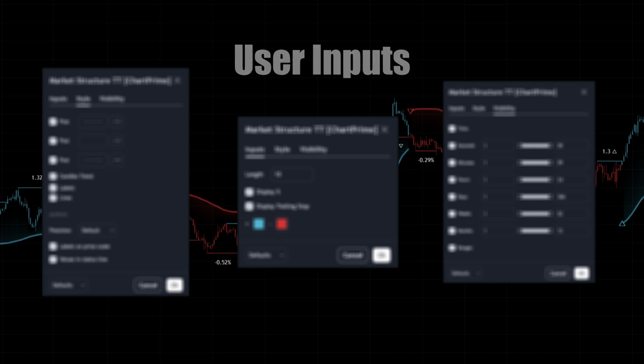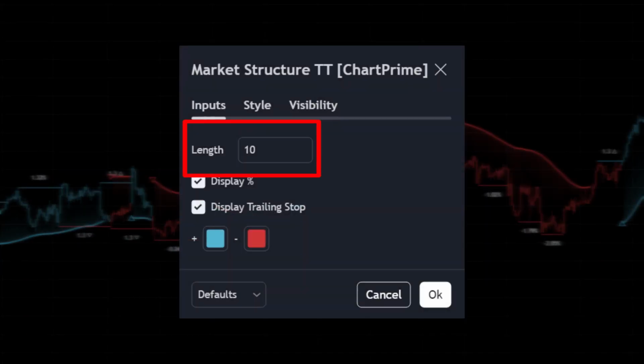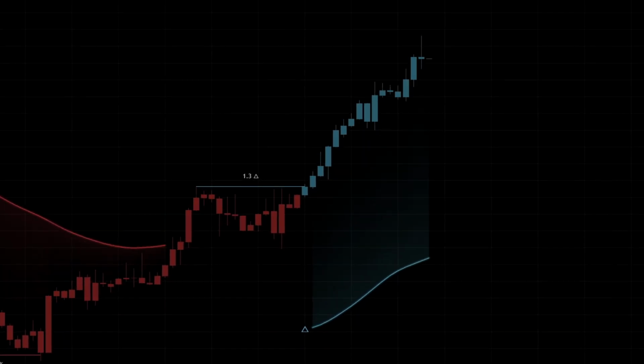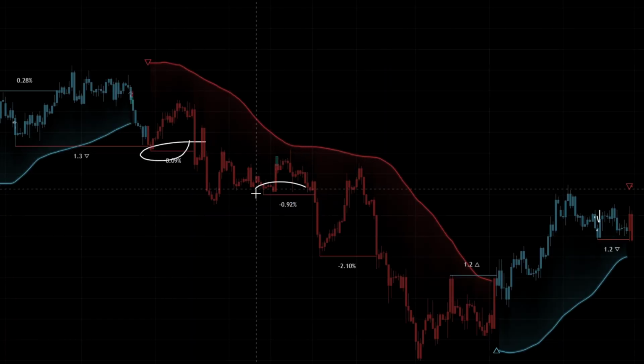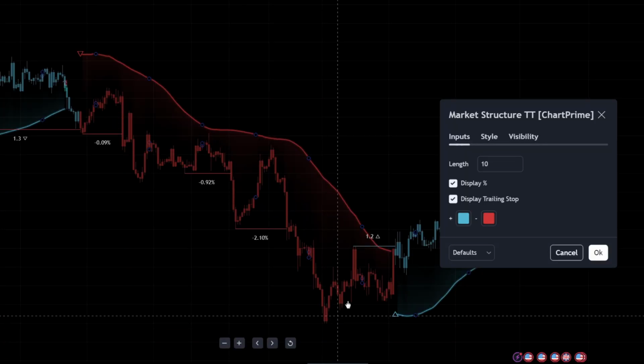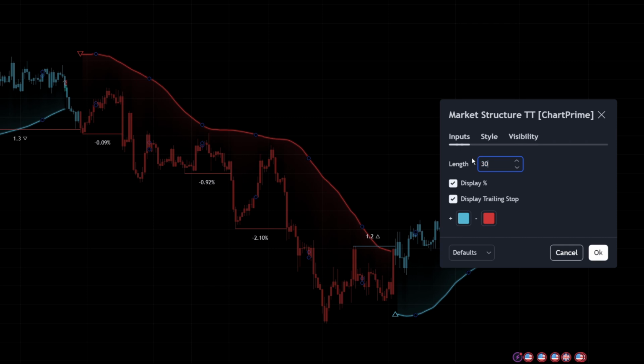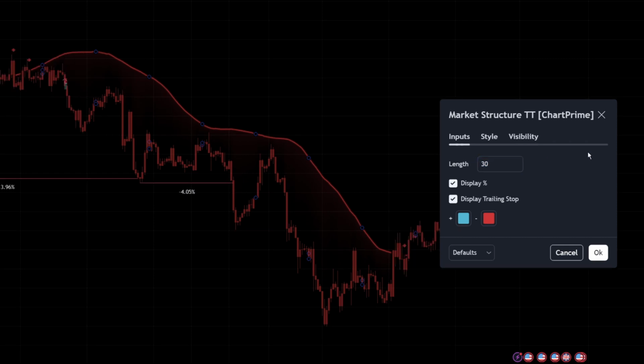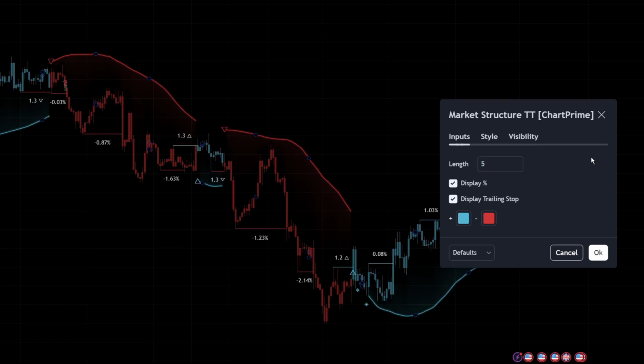Length defines the number of bars used to identify pivot highs and lows for trend breakouts. Higher length makes the indicator's sensitivity lower, hence printing less signals. Lower length does the opposite, but with more signals, the accuracy reduces.